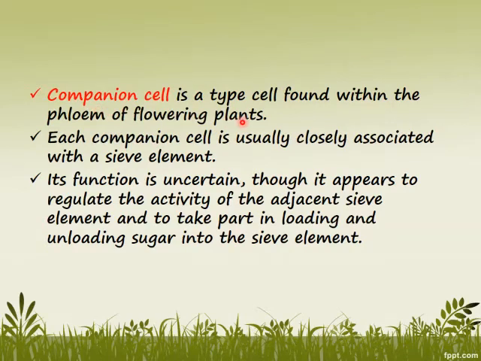The companion cell is a type of cell found within the phloem of flowering plants, that is, angiosperms, and each companion cell is usually closely related with the sieve elements. The function of the companion cell is still uncertain, although we see it regulate the activity of the sieve elements and take part in loading and unloading sugar into the sieve elements.